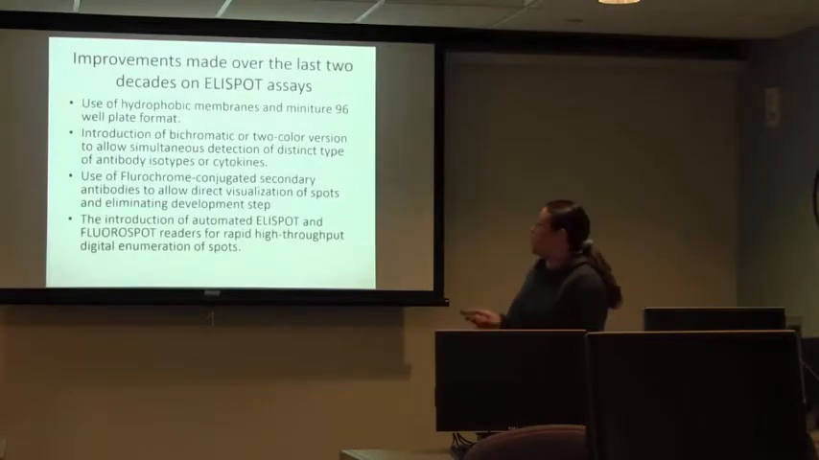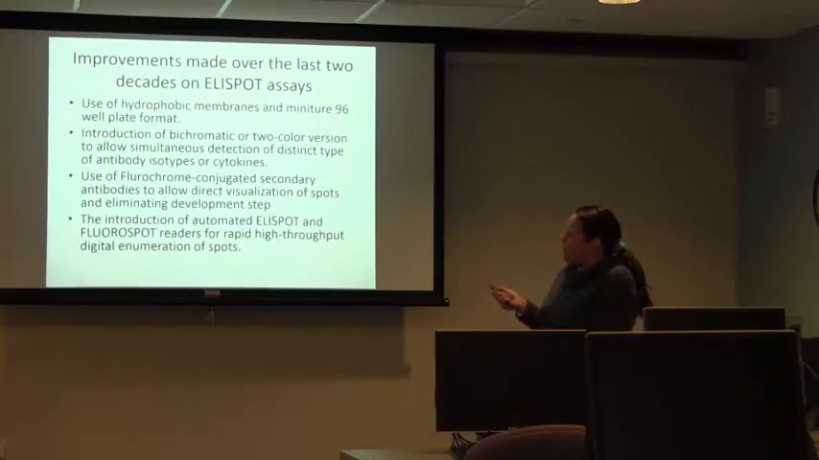So what are the improvements made over the last 2 decades on ELISPOT assays? As you can see, they are now using hydrophobic membranes. They didn't used to have these hydrophobic membranes before. And they obviously passed it to a miniature 96 well plate format, so now you can do a lot of wells at the same time.